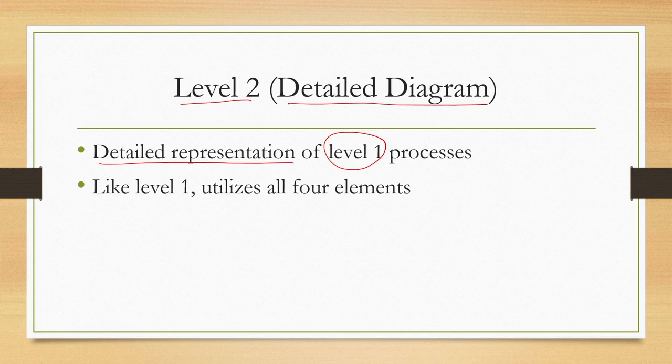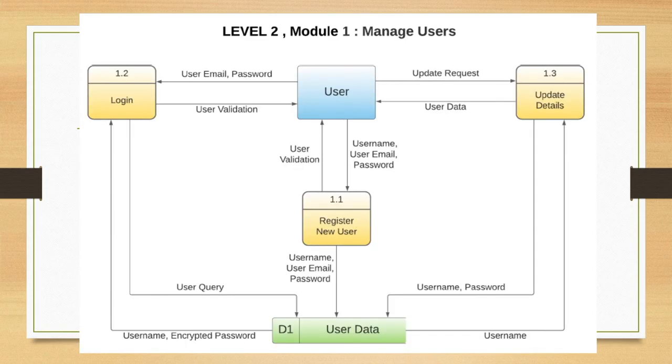Now, the nature of this level is similar to level 1. So, here all 4 elements we can use to show the detailed design of each of the processes of level 1. Let us continue with the same example.